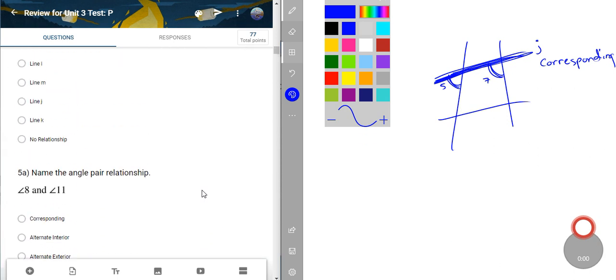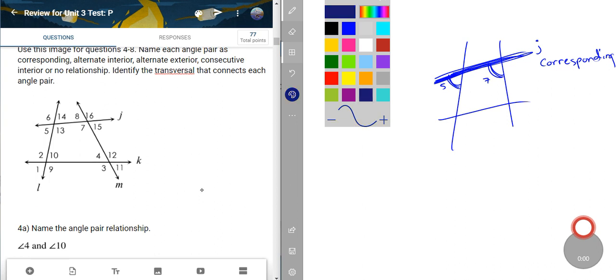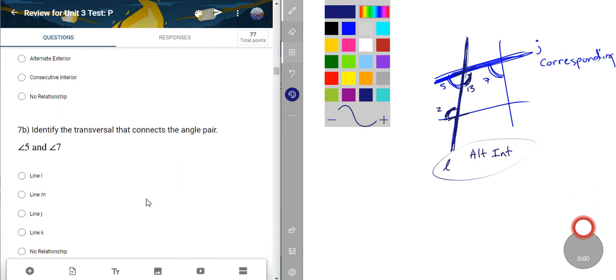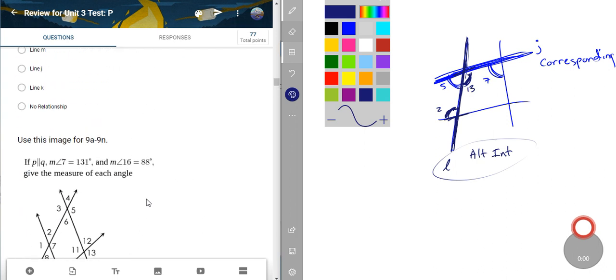2 and 13. Let's look at 2 and 13. There's 13 right here. All right, so 2 and 13, they're on the alternate side of this transversal. So our transversal is L, and these are alternate, but they're on the inside of these lines, so they're alternate interior angles. And again, our line is L. That's our transversal there. Okay, hopefully that gets you through the vocabulary parts there, fairly quick and simple.